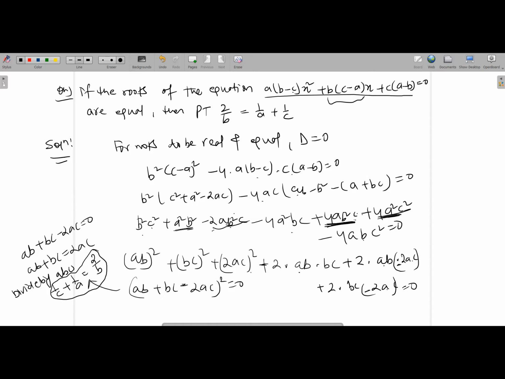Let me know once done. Today we'll do a couple of good questions, and after that we'll also study about the factor and remainder theorem.